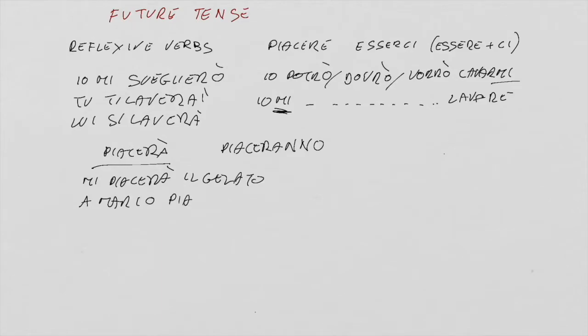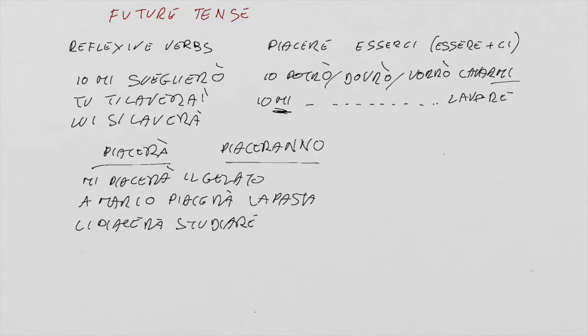Or expressed by an infinitive verb. So, for example, ci piacerà studiare. And then you use the plural form piaceranno if whatever one likes is plural. Gli piaceranno i libri, and so on.